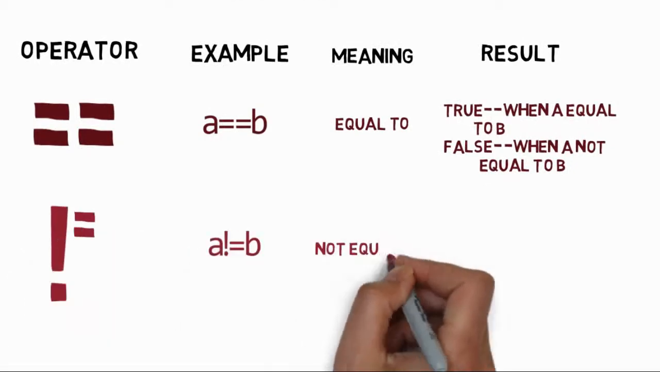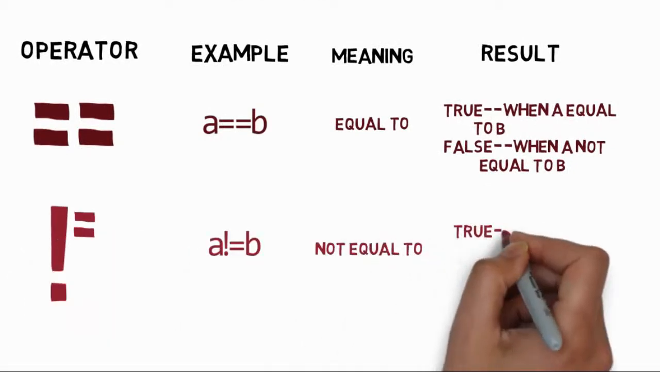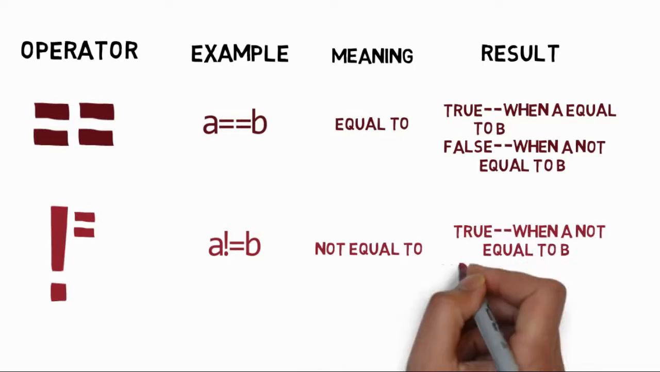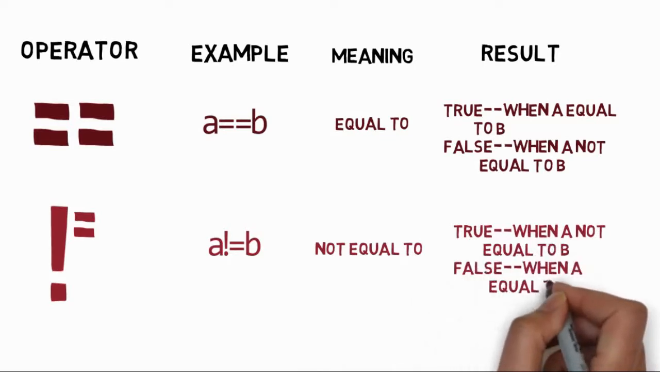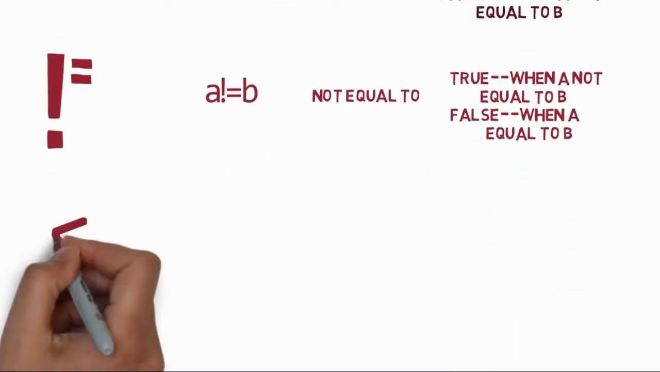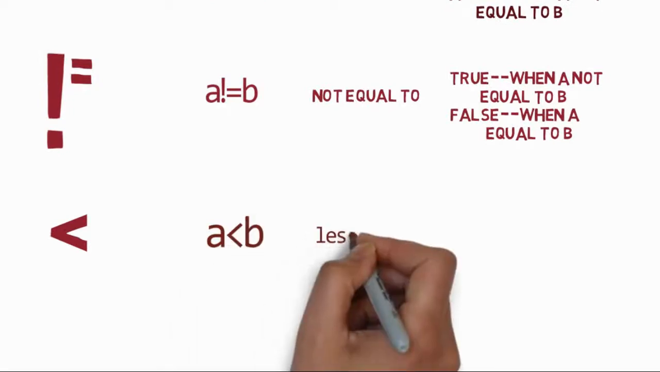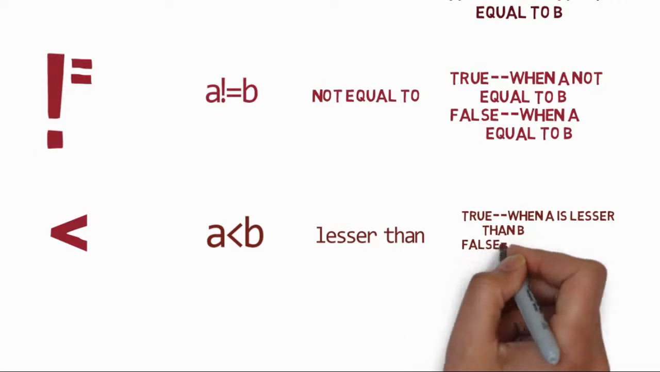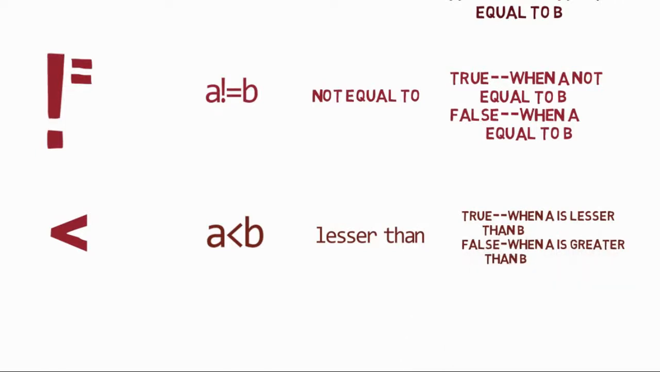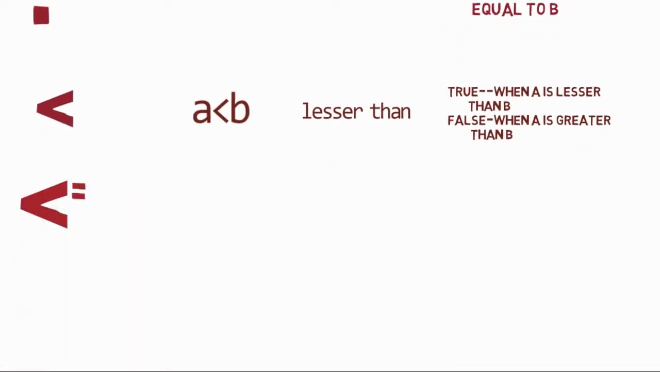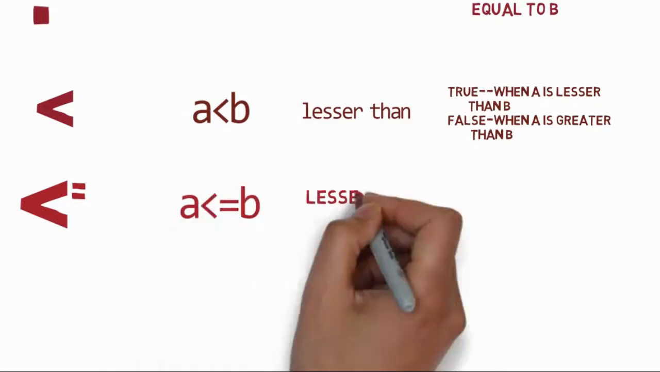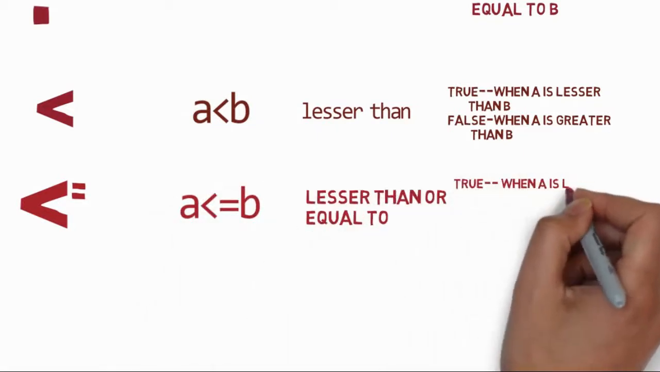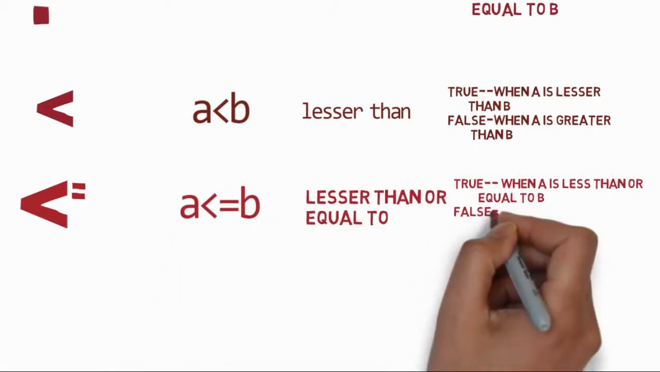The next operator is the not equal to operator. This is used to compare values and return true when a is not equal to b and return false when a is equal to b. The next operator is the less than operator. This will return true when a is less than b and false when a is greater than b. Less than or equal to is another operator which produces true when a is less than or equal to b and false when a is greater than b.